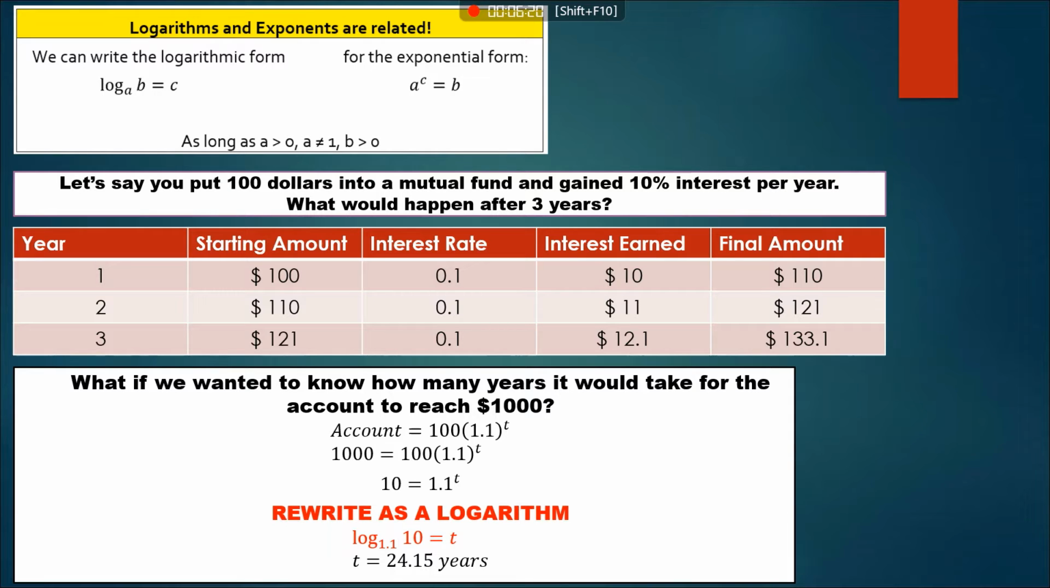Now, because I'm earning my interest discretely, that means I'm only earning interest at the end of the year right now, I would have to go to the 25th year to have more than $1,000 in this account. But it would take me at least 24.15 years to reach it. Okay, questions on anything so far?